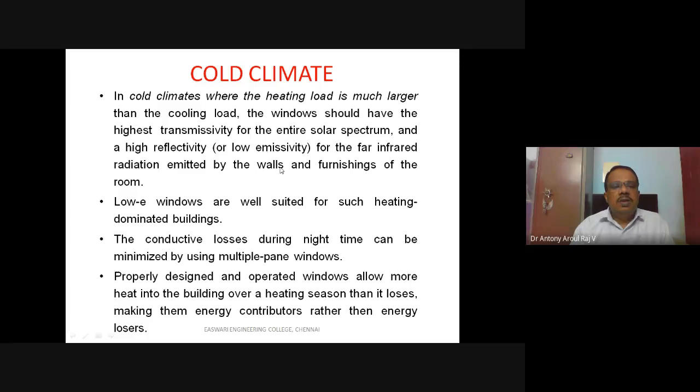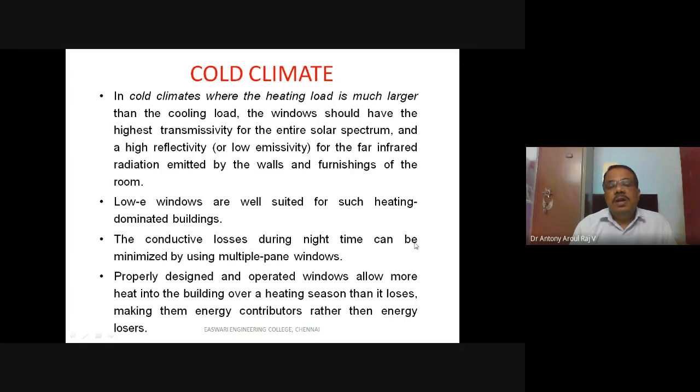When you are in a cold climate, as we just had a detailed discussion, you have to tap the solar energy. You should have low emissivity windows, with the low emissivity film on the inner surface. You have to reduce the conductive losses during night time. I told conductive losses during night time. Underline this. During night time also you have to take care.